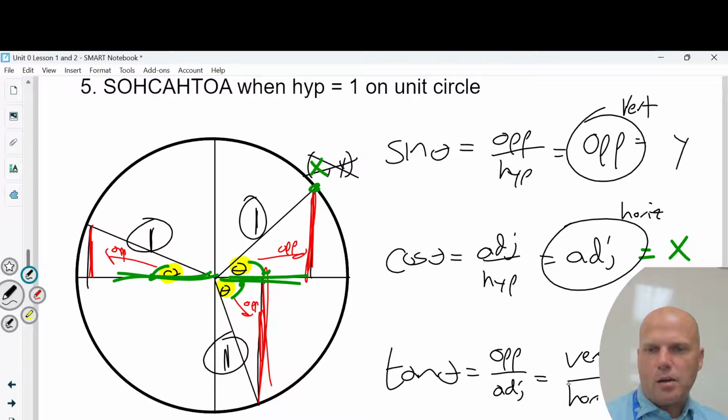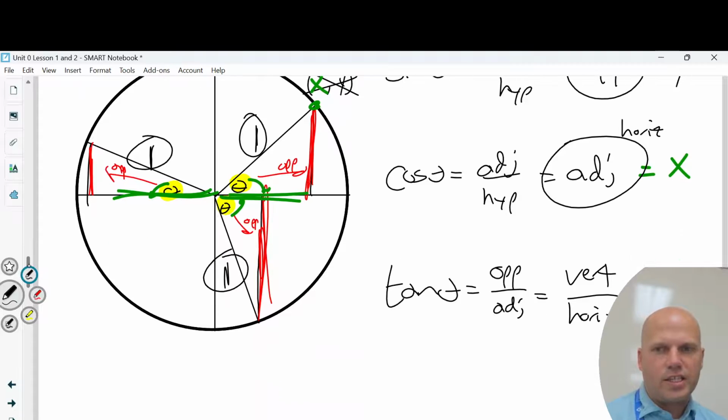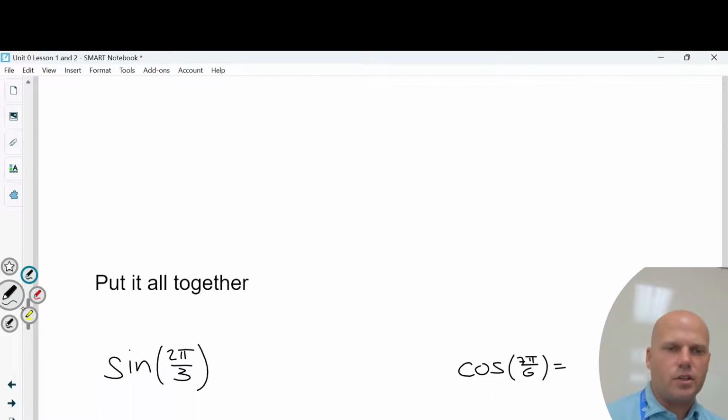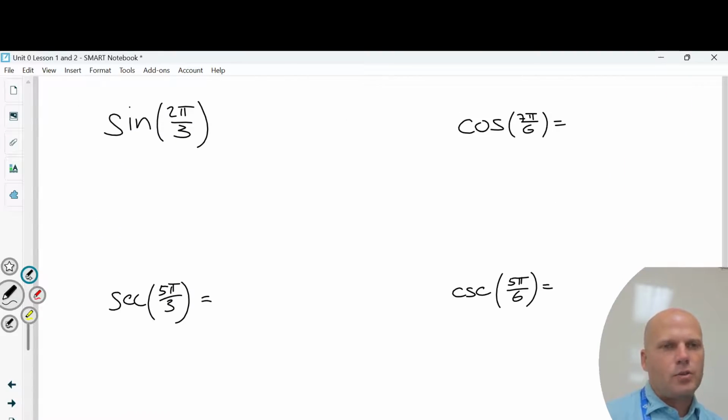Adjacent's always the horizontal. And we could just stop there instead of having tangent's y over x or tangent's this or this, okay? So that's what I do.